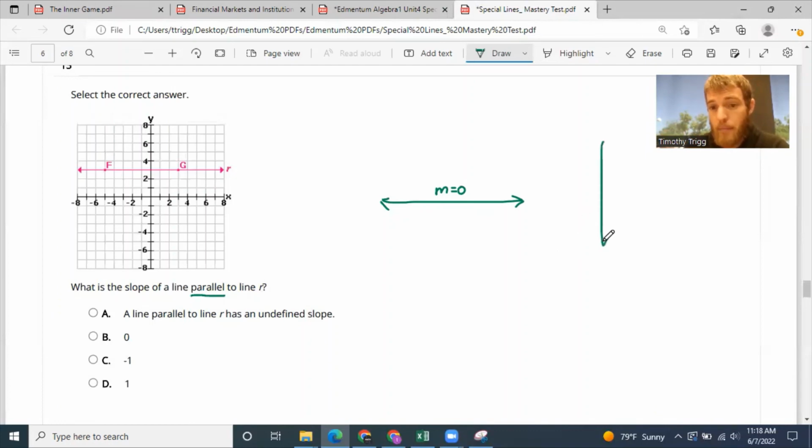Vertical lines, by the way, this will probably come up. These have what we call undefined slope. This doesn't have to do with this problem, but it'll probably come up later.